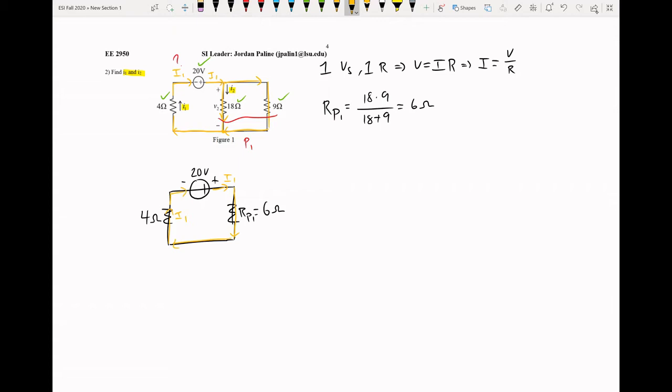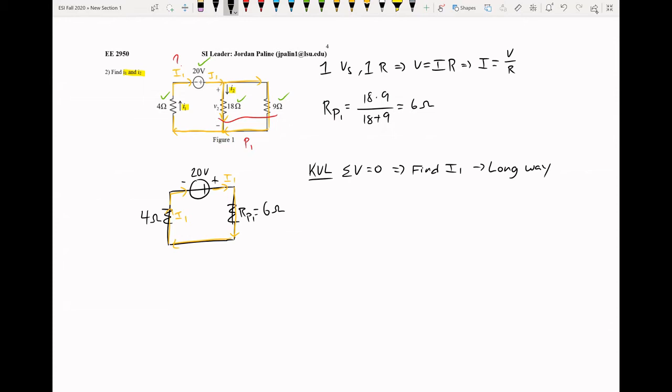Okay, so we have a couple options. We can do a KVL on it, where we sum the voltages, and then we would find our current one that way. I'll say for this specific problem, that would be the long way to do it.